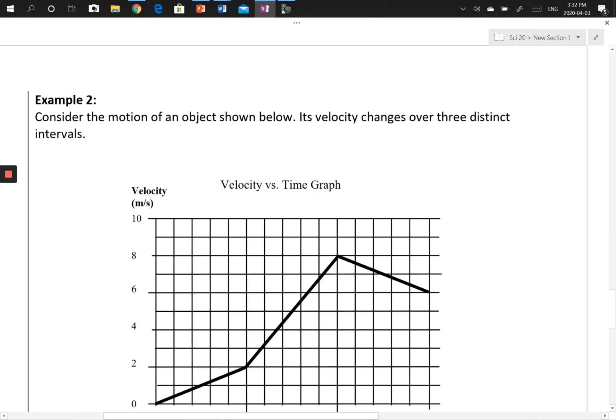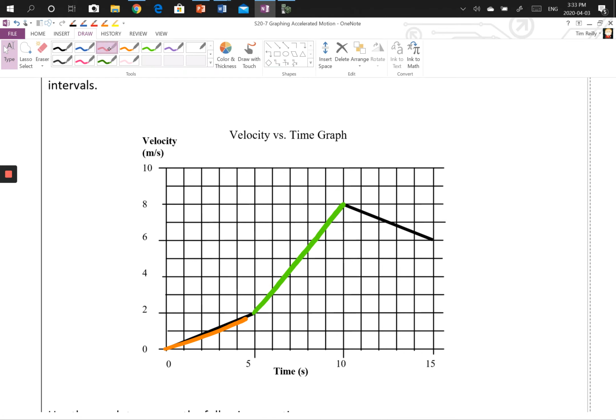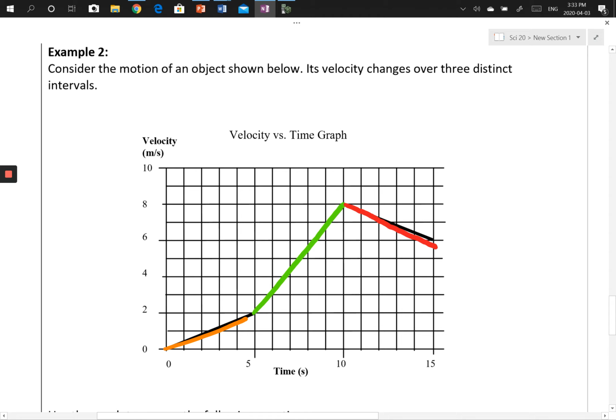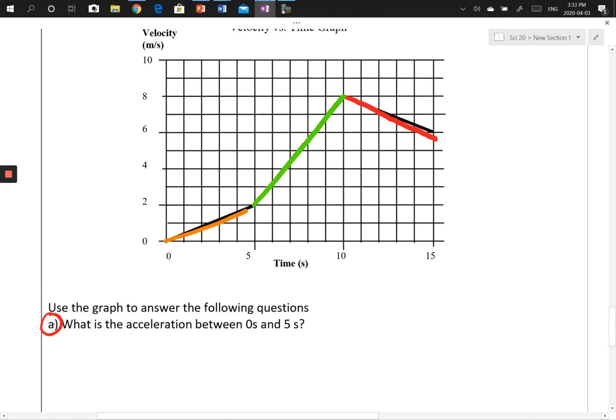So in this graph, we don't have a straight line. We actually have sort of 3 line segments that are all straight lines. So if we want to analyze the motion of this object, we would actually have to do it in those 3 segments. So let's look for one example here. For question A, what is the acceleration between 0 seconds and 5 seconds? So 0 seconds is here, 5 seconds is here. Okay, my first point is 0, 0. And my second point is going to be 5 seconds and 2 meters per second.